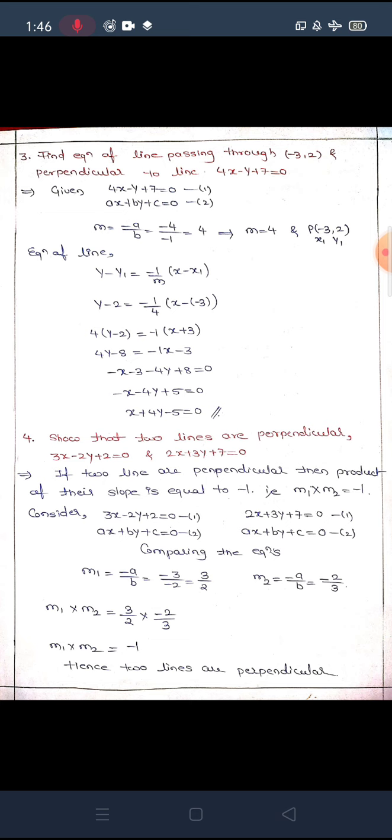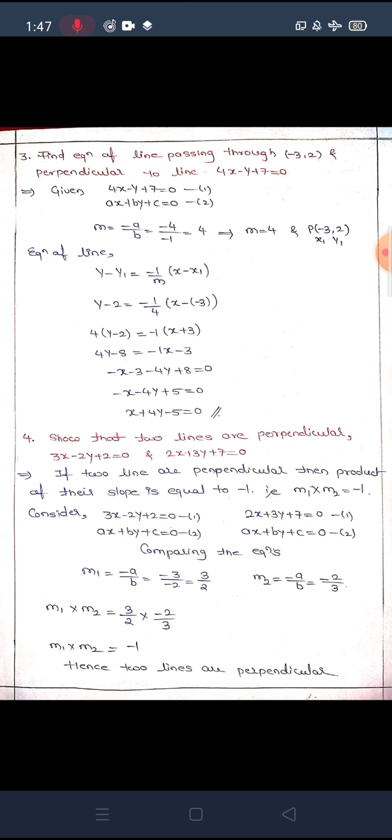Fine. Then write the next line. 3x minus 2y plus 2 is equal to 0. On the other side, 2x plus 3y plus 7 is equal to 0. Compare the equations with ax plus by plus c is equal to 0. So find m1, that is minus a by b. You are getting minus 3 divided by minus 2. So it is 3 by 2. And m2 is minus a by b, that is minus 2 divided by 3.